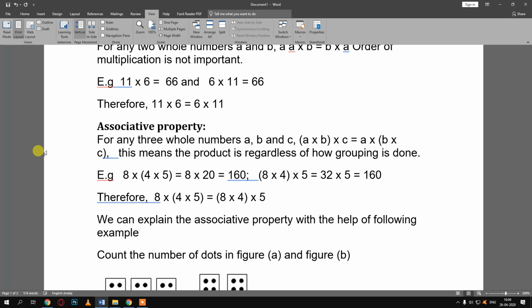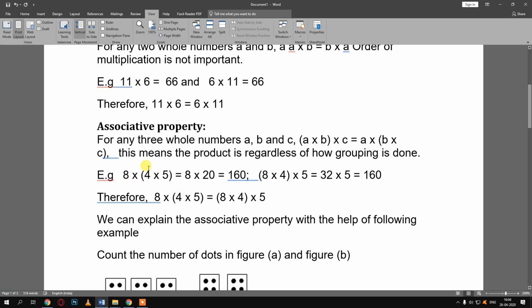In the first case, you can see we have done the grouping of the first two numbers and then multiplied by the third number. In the second case, we have done the grouping of the last two numbers and multiplied with the first number. In both cases, we will get the same answer. This is known as associative property. You can see the example here.